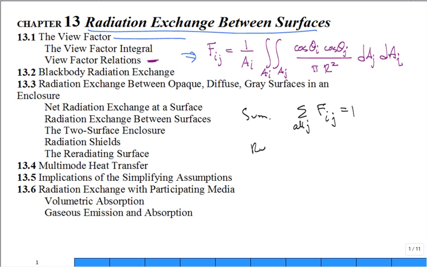And then the reciprocity rule. So how well they transfer photons back and forth. If I can see you, you can see me. So it's A_I F_I to J equal to A_J F_J back to I. When do the view factors F_ij equal F_ji? When the areas are equal. When the areas A_I is equal to A_J. And last time we introduced the black body radiation exchange, and so that's where I'll pick up here today.